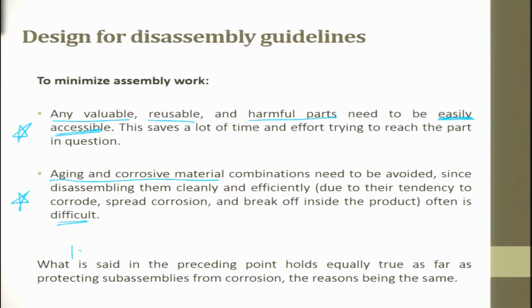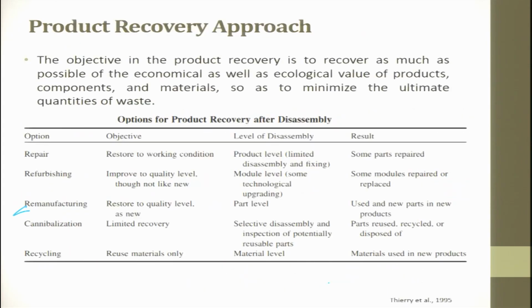When we talk about assembling, we should also think of product architecture. Product architecture means placing the sub-assemblies in spaces such that they can be accessed and replaced very fast. What is said in the preceding point holds equally true as far as protecting sub-assemblies from corrosion, the reasons being the same.